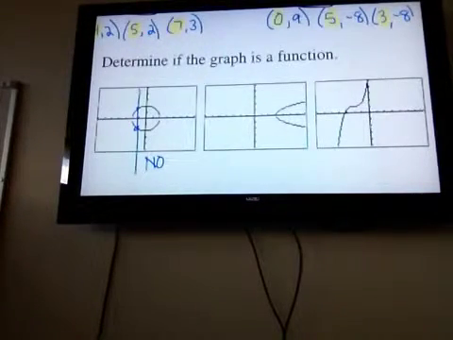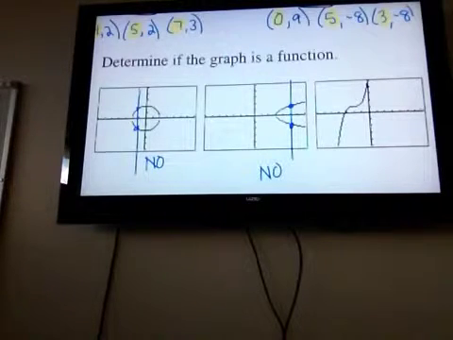In my next example, again, you can visually do this process or you can physically draw the vertical lines, but I only need one to show you, even though there are several. That's not a function because when I drew the one vertical line, it hit 2 points on the graph. So not a function.